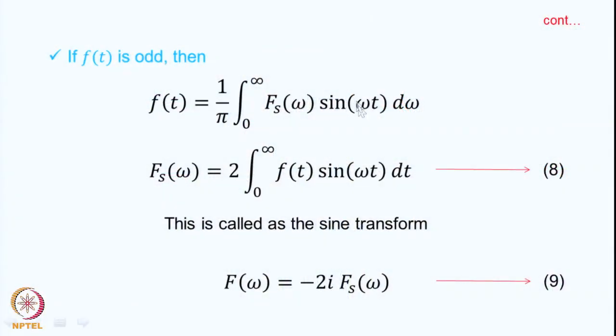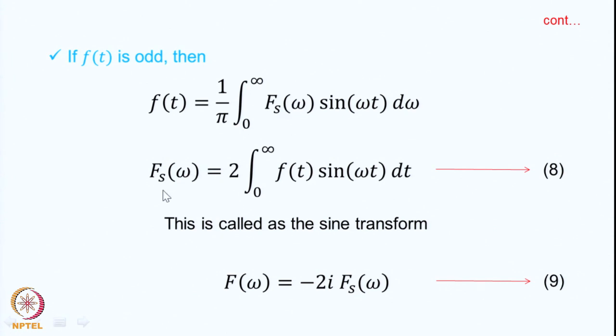Likewise, if f of t is odd, that means f of minus t is equal to minus f of t, and that happens when you have f of t as a sine function. For example, here I considered a sine function. In this situation f of t can be written as 1 by pi integral 0 to infinity f_s omega sin omega t d omega. These things will simply follow from the basic definition which I gave in the very first slide.